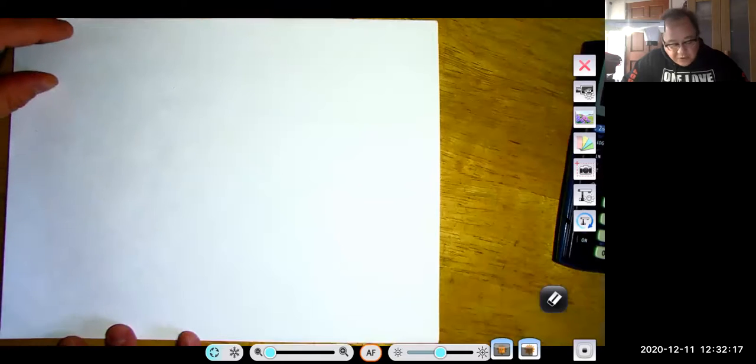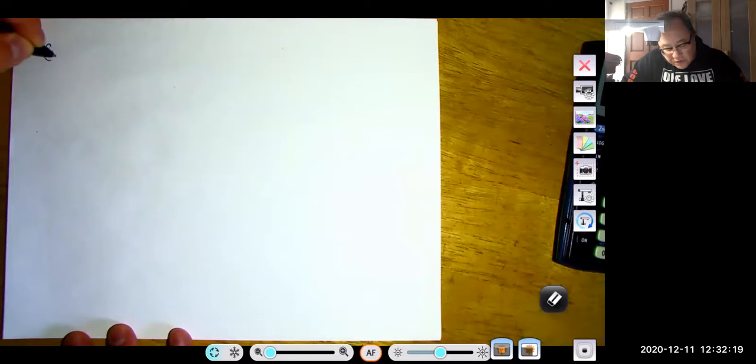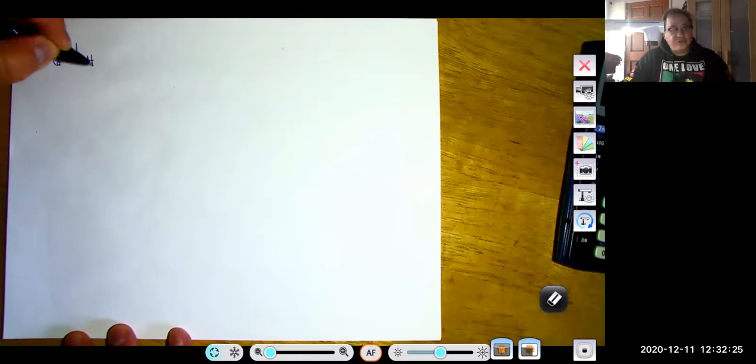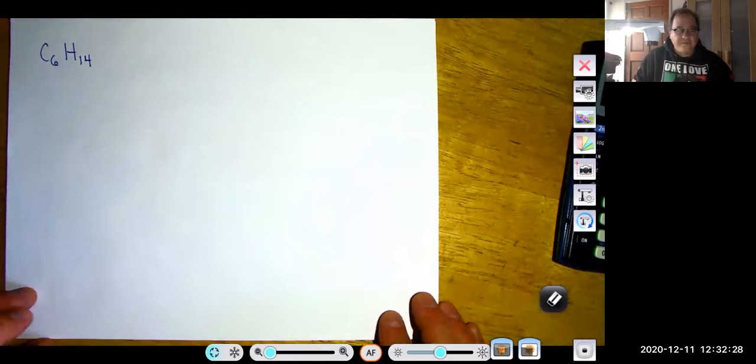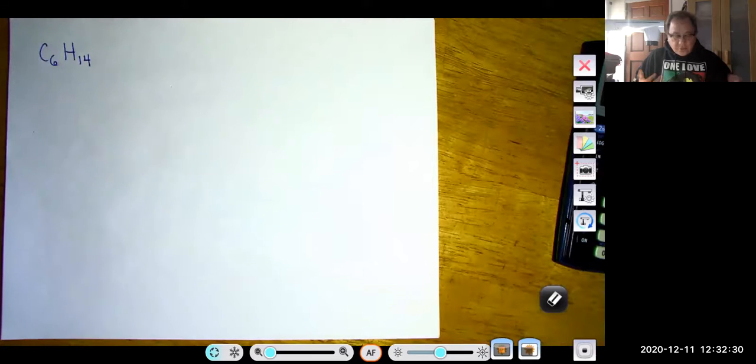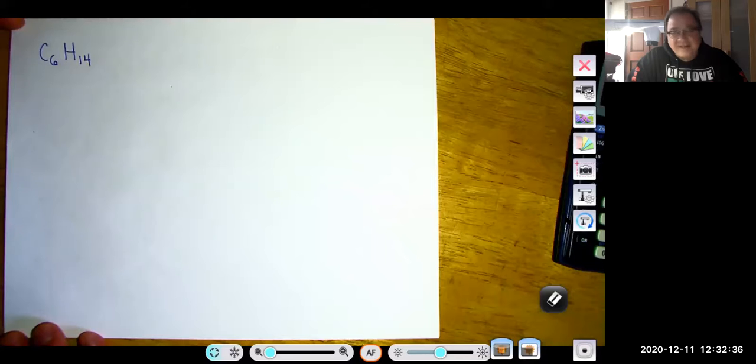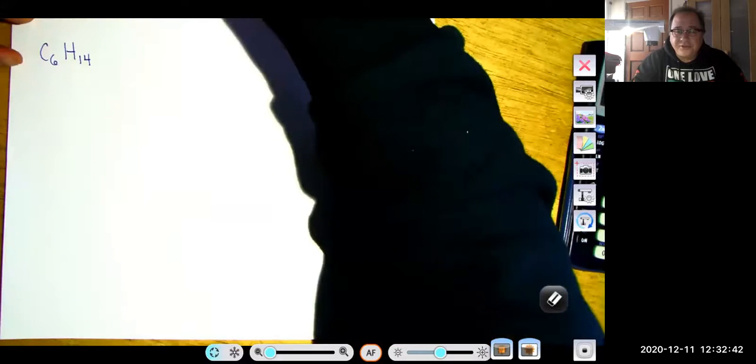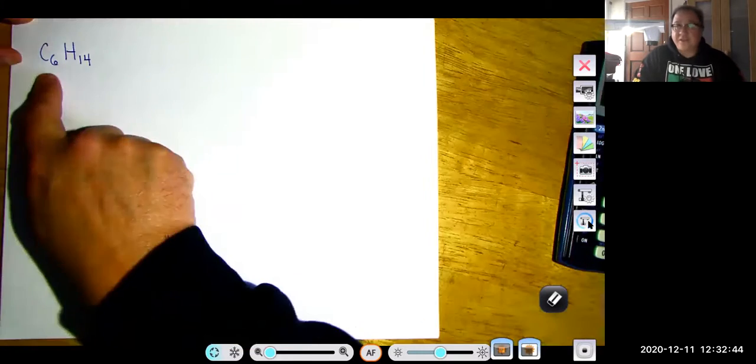Okay, so we've just done all the isomers of C5H12. Now I'm going to throw you to the wolves, and I want you to do all the isomers of C6H14. Try and draw all of them. There's only like 22, I think. I'm kidding, there's not 22. But go ahead and try and draw all of the isomers of C6H14.